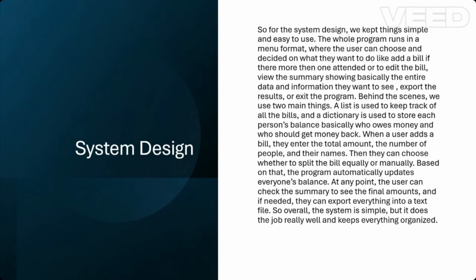Behind the scenes, we have two main things: a list of views to keep track of the bill, and a dictionary used to store each person's balance, basically who owes money and who should get their money back. When the user adds a bill, they enter the total amount, the number of people, and the names. They can choose whether to split the bill equally or manually, based on which the program automatically updates everyone's balance.